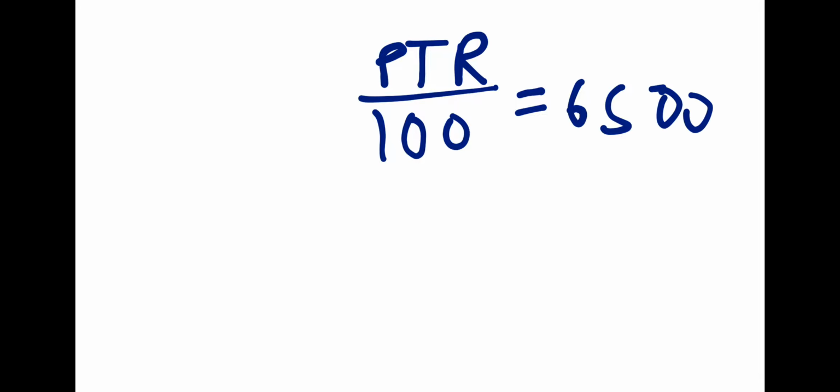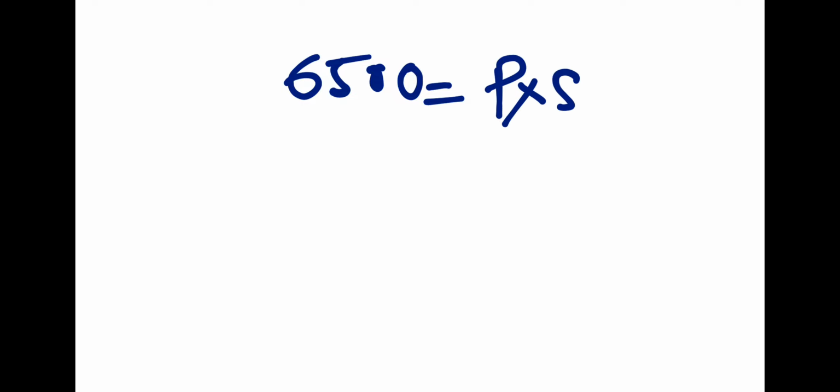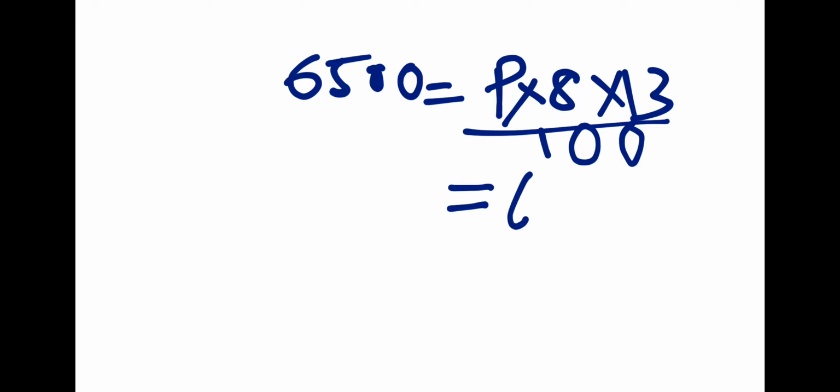Simple interest on the principal in 8 years at the rate of 13% is 6,500. So if you substitute into the equation, you all know the formula very well: 6,500 is equal to P into 8 into 13 by 100. If you calculate, you will get the principal as 6250.